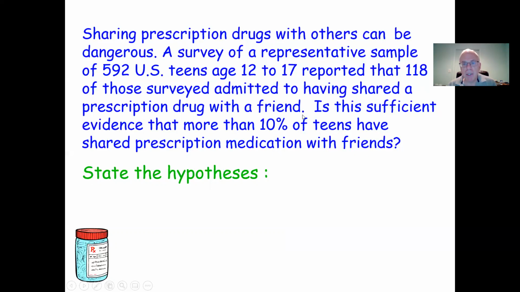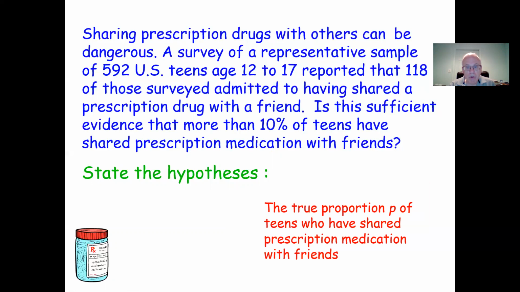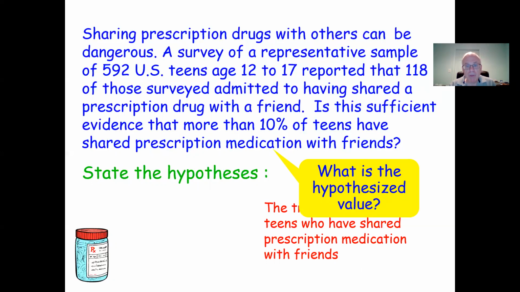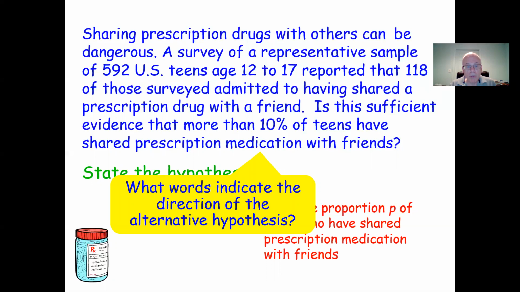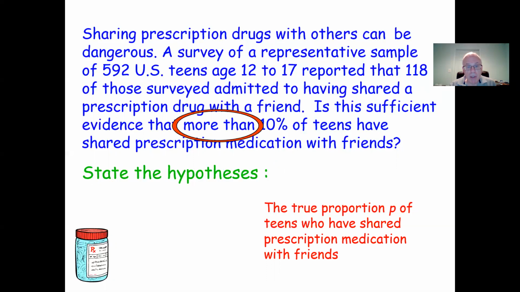So here is a claim that's being made. The claim is more than 10%. So we know that the population characteristic will be a population proportion, and the number that we're going to be using is 0.10 for 10%. Okay. So the population characteristic is the true proportion P of teens who have shared prescription medication with friends. That's for all U.S. teens, not from the sample, but for everybody, all the teens ages 12 to 17. What's the hypothesized value? All right. What words indicate the direction of the alternative hypothesis? More than, see that?